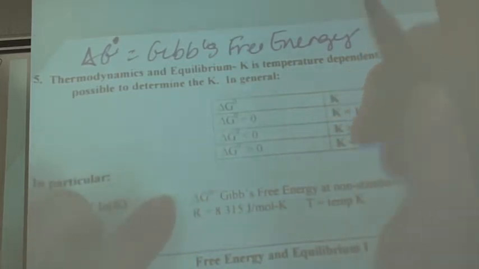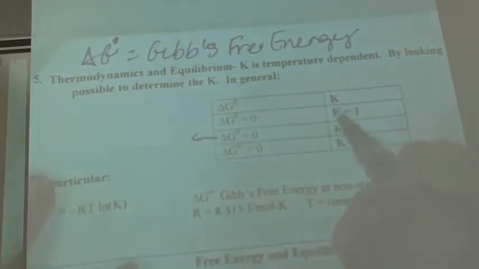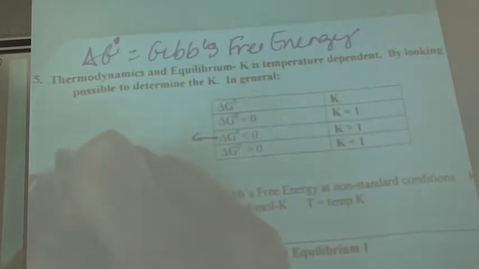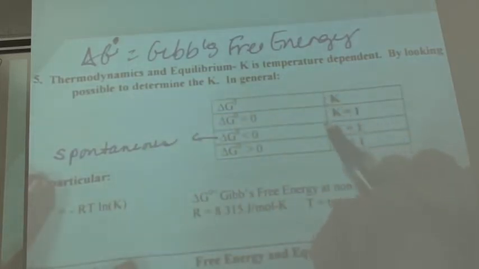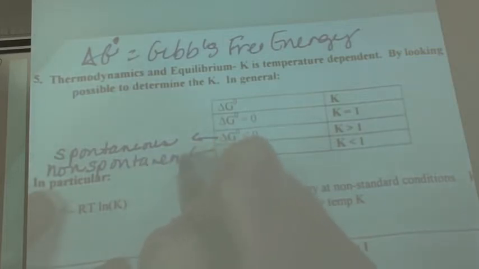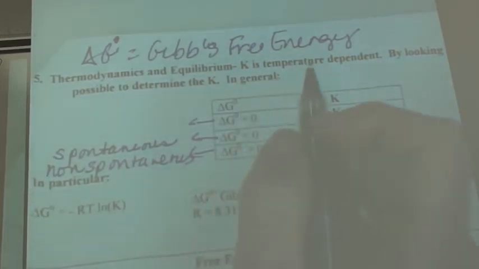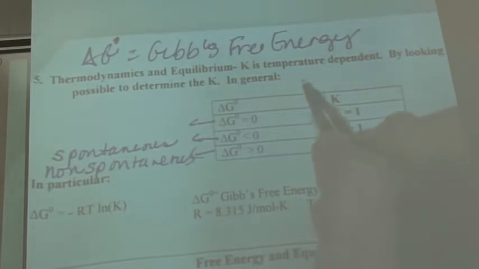I'll deal with these two first and then go to this one. When delta G naught is less than 0, is it spontaneous or non-spontaneous? Spontaneous. This would be a very useful thing to remember. When delta G is greater than 0, it is non-spontaneous. Last period we had a little trouble with that. Can you guess what delta G equals 0 is? At equilibrium. It's spontaneous in both ways.